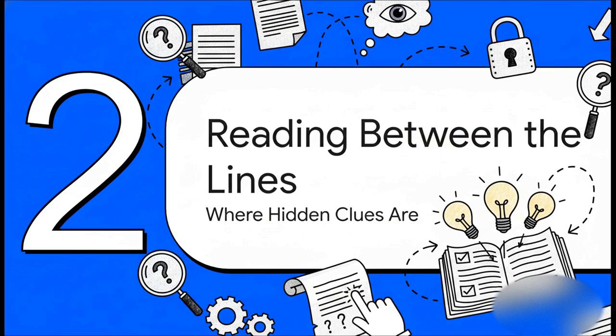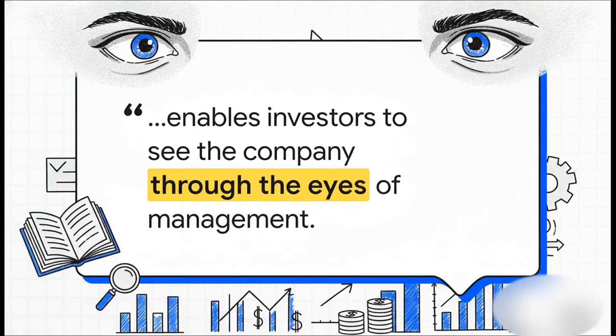Okay, so the big numbers on those statements give us a good start, but they're only part of the story. If you want to find the real clues, the hidden stuff, you have to learn to read between the lines. This is where we get to hear directly from the people in charge. We're talking about the management's discussion and analysis, or MD&A. The U.S. Securities and Exchange Commission, the SEC, literally requires companies to do this, and their goal is to provide a narrative that lets investors see the company through the eyes of management.